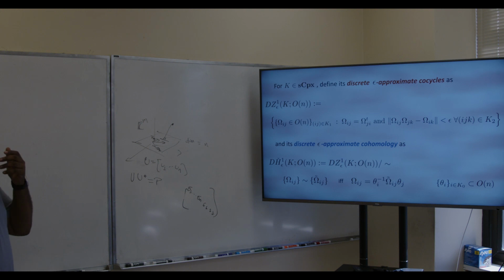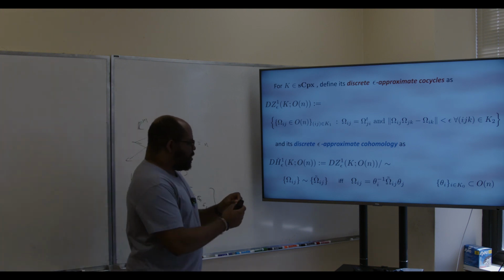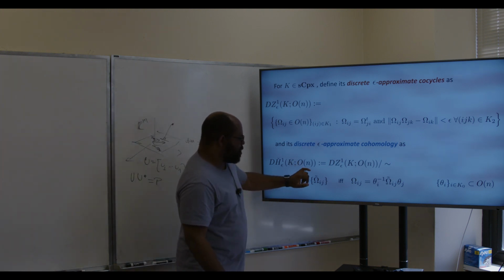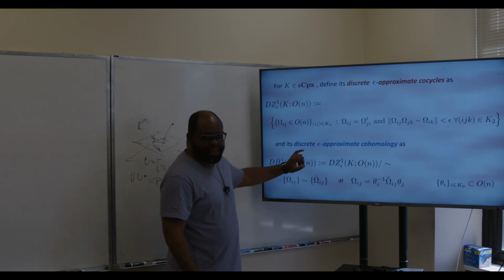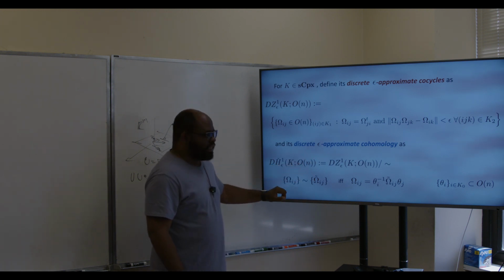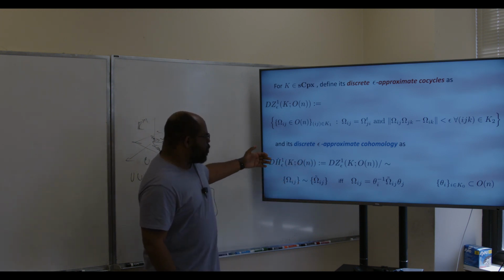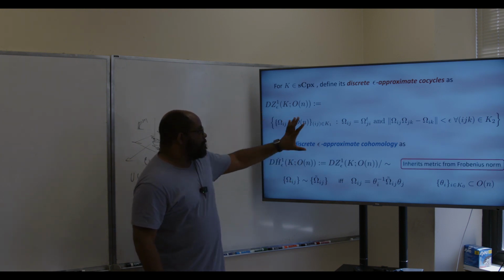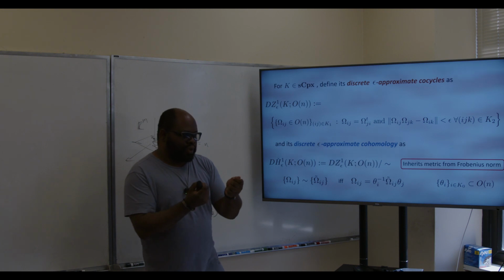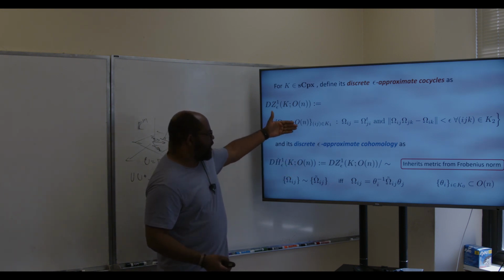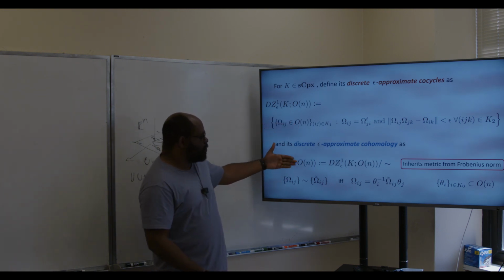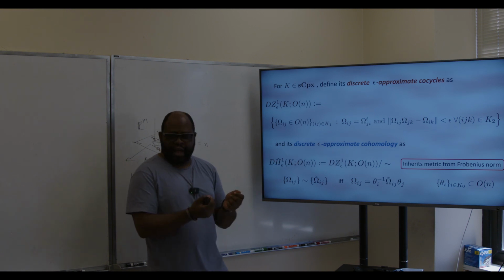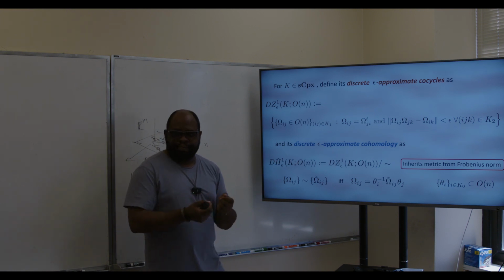What is cool here is that your coefficients come with a metric, right? You have the Frobenius norm on matrices, so you can actually put a norm on these cocycles. So we can think about when two approximate cocycles are similar and when two approximate cohomology classes are similar.